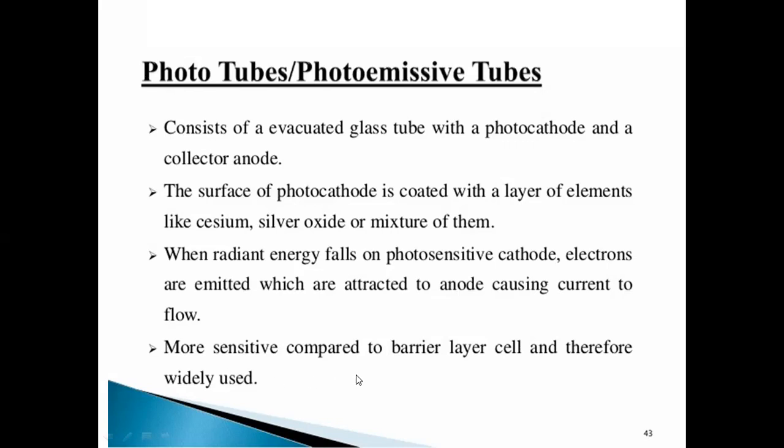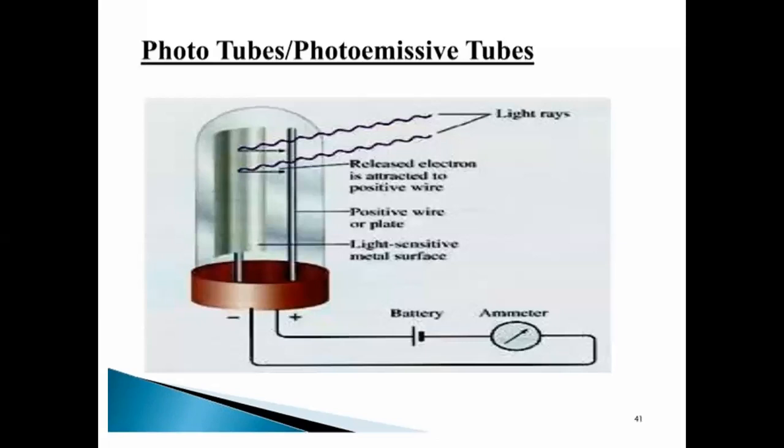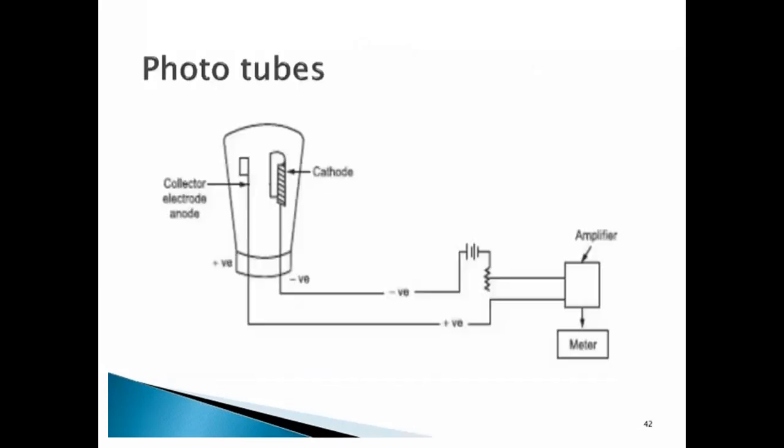So it is more sensitive compared to the barrier layer cell, and therefore this photoemissive tube detector system is widely used. When the radiation falls on the cathode plate, which is coated with some photosensitive material, electrons are released, and the same electrons get attracted by the anode, and then there is a flow of current, and the flow of the current is measured in phototubes or photoemissive tubes.